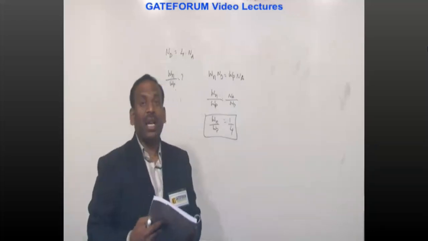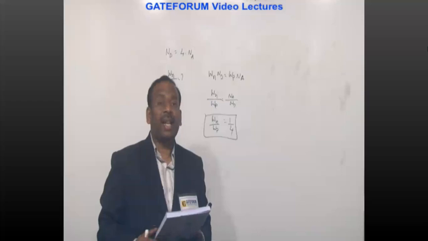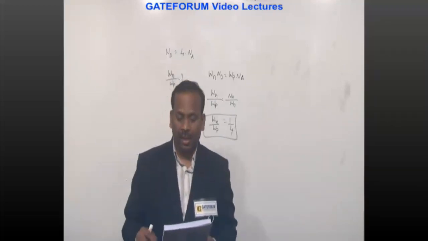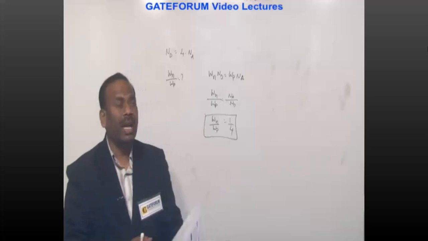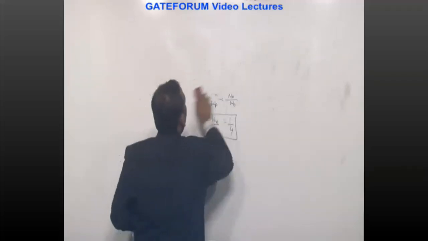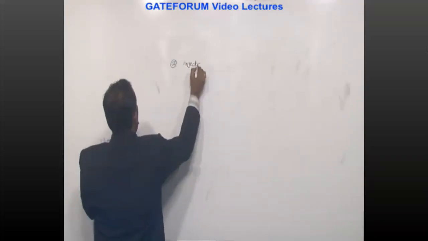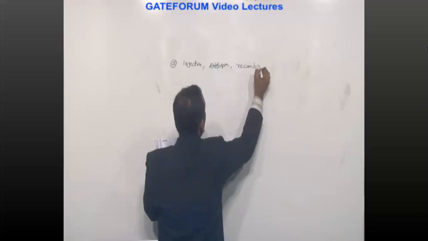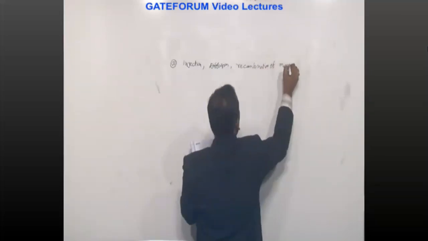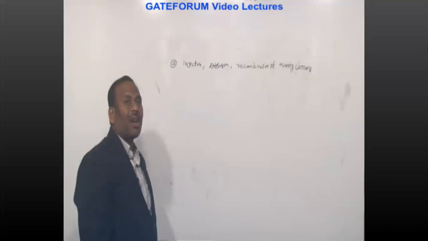It's a theory question, a GATE 2013 question. In a forward biased PN junction, the sequence of events that best describes the mechanism of current flow is: option A, injection, then diffusion, then recombination of minority carriers.